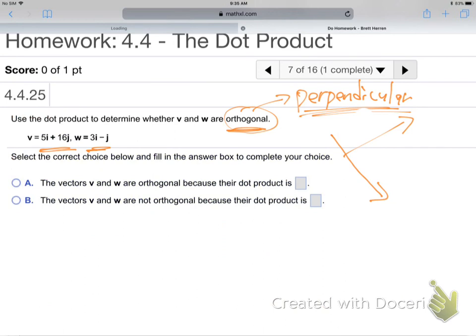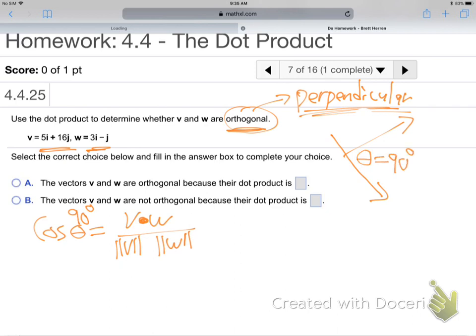How might I do that? Remember that, think about that formula we just came up with. Cosine theta is the dot product over the magnitude of the first one times the magnitude of the second one. What if the angle between them is 90 degrees? That's what perpendicular means, right? The theta between them is 90 degrees if they're meeting at a right angle, perpendicular, orthogonal. So if the angle between them is really 90 degrees, what will that formula come out to be?